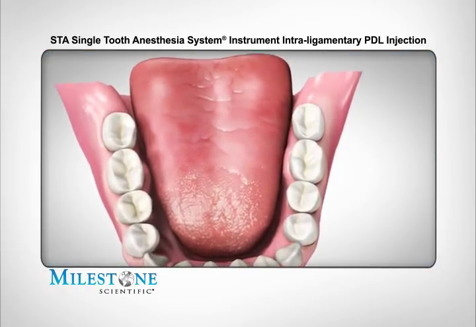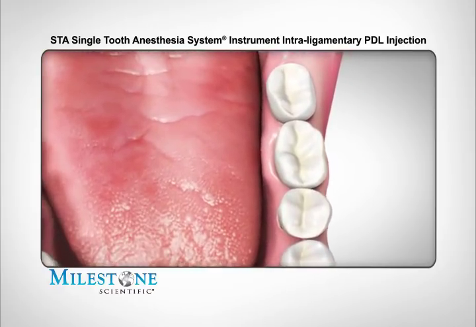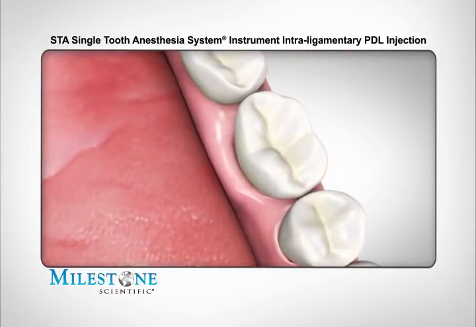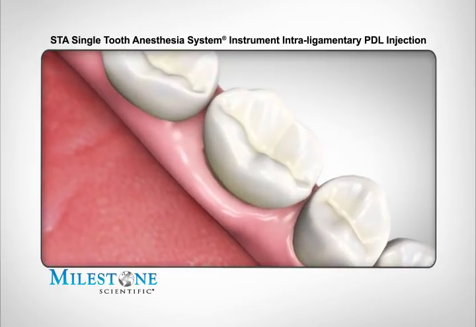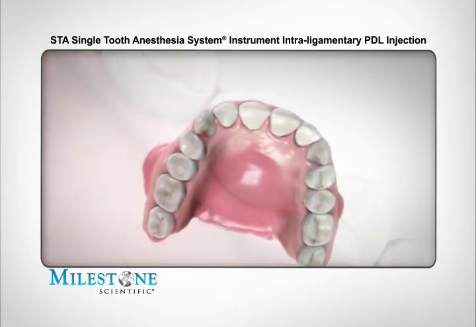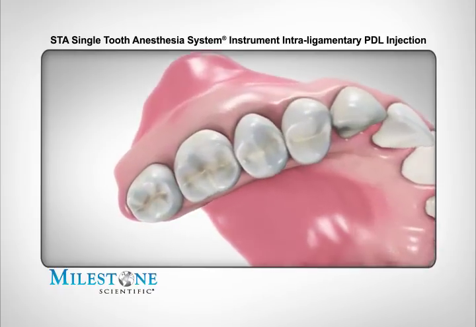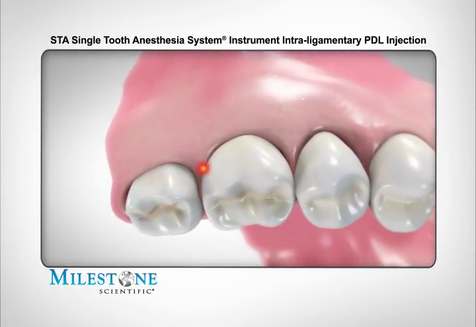When performing the STA intraligamentary injection on multi-rooted mandibular molars, it's recommended that 2 sites be used. Always start the injection on the distal lingual root of the mandibular molar, followed by the mesial lingual root. The injection can be performed anywhere from the lingual line angle to the interproximal contact for each root of mandibular molars. For the maxillary molars, it's recommended that you initiate the injection from the distal buccal root, followed by the mesial buccal root. The injection can be performed anywhere from the line angle to the interproximal contact area of this tooth.